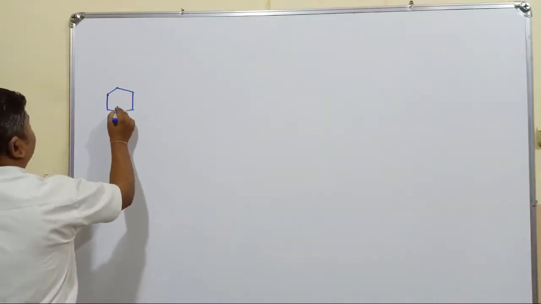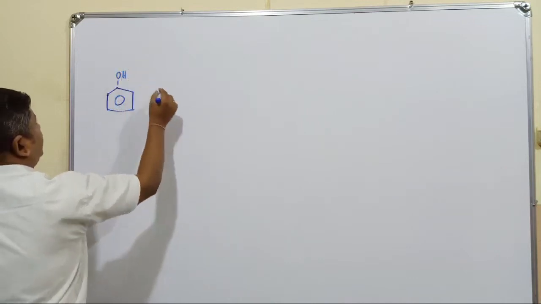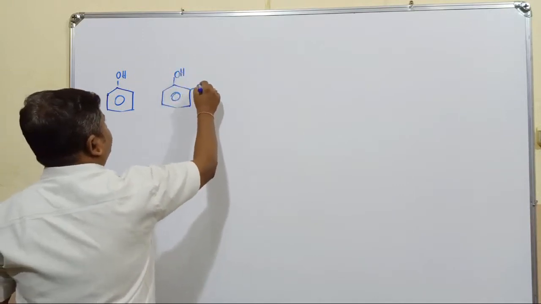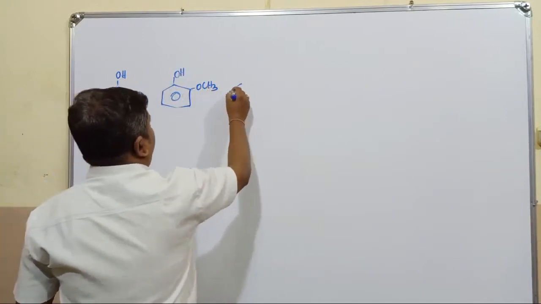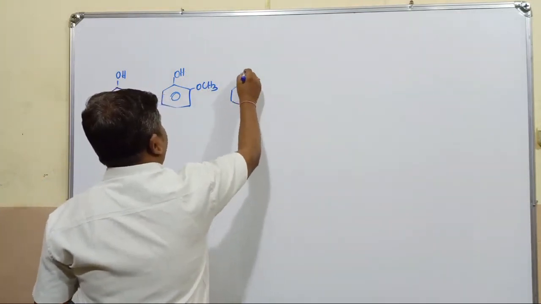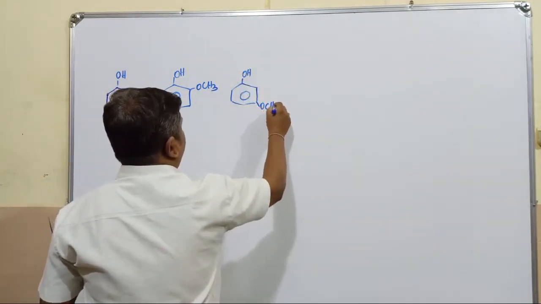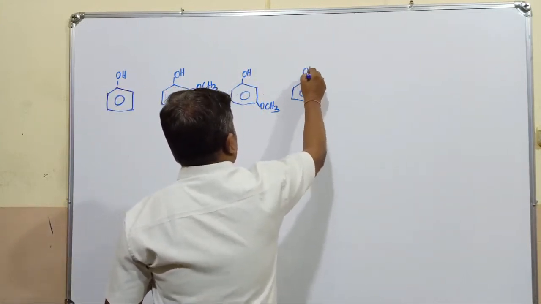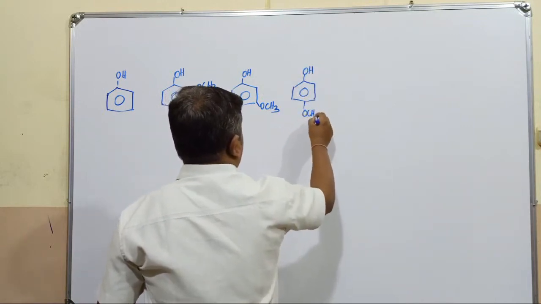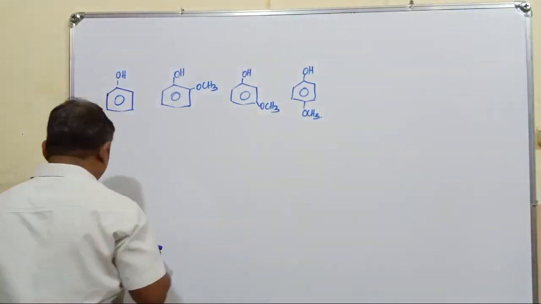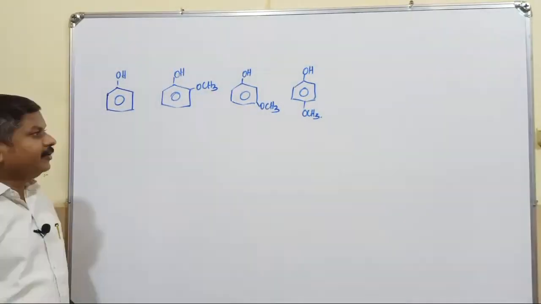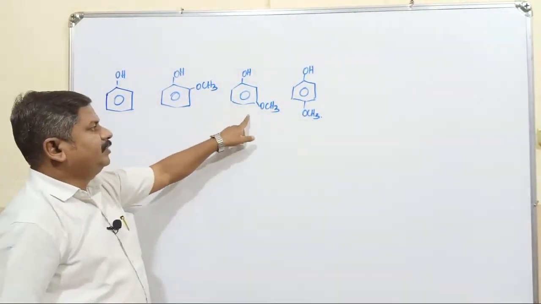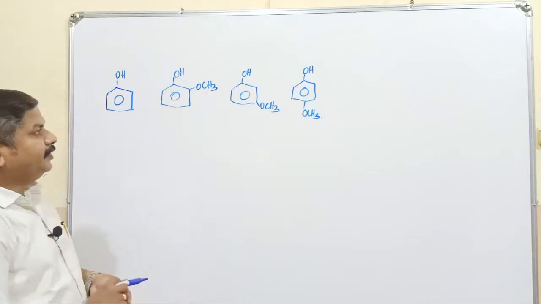In yesterday's class, this is phenol, OH. The next compound is OH, OCH3, and the next one is OH and OCH3. Next one, OH, OCH3. These are the four different compounds. What is the correct order of acidity of these four compounds? The names are phenol, 2-methoxyphenol, 3-methoxyphenol, and the next one is called 4-methoxyphenol.